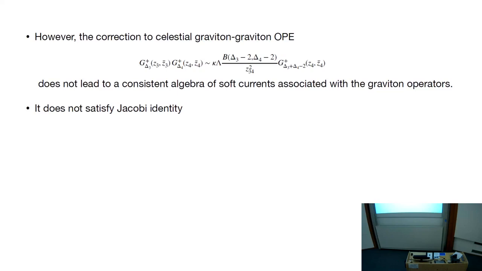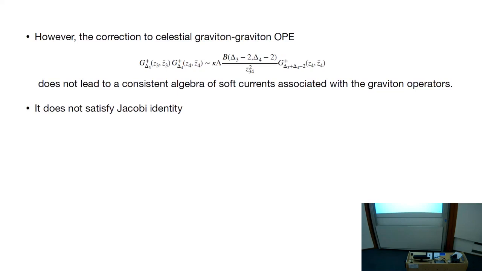However, once we run the calculation as we did for flat space, if we include these correction terms, it turns out that we don't really get a consistent algebra. The basic fact is that it doesn't satisfy the Jacobi identity.